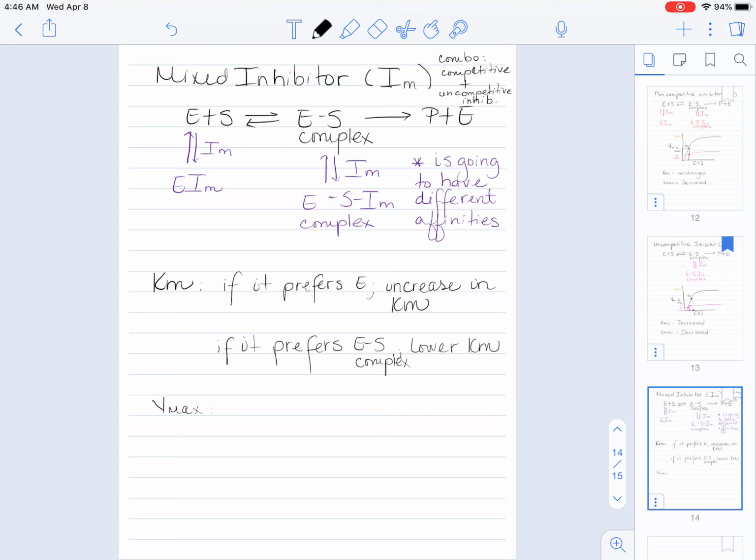Now, when it comes to what are the effects on Vmax, overall it is decreased. The reason why Vmax overall is decreased is because either way, this mixed inhibitor is going to be reducing the concentration of enzyme and enzyme substrate complex. So remember that there's a dependence of Vmax on the ability to have active enzyme, and now that we are inhibiting it, that is going to have an overall effect of reducing the Vmax.